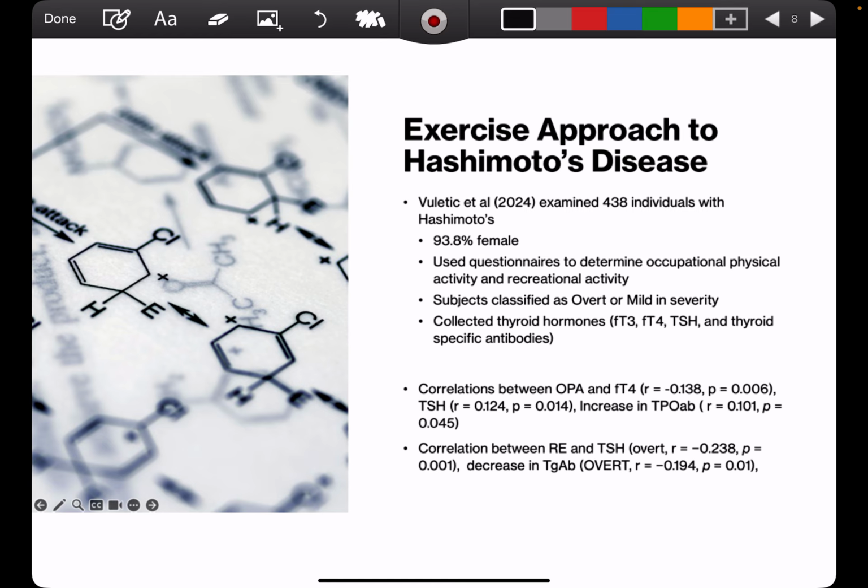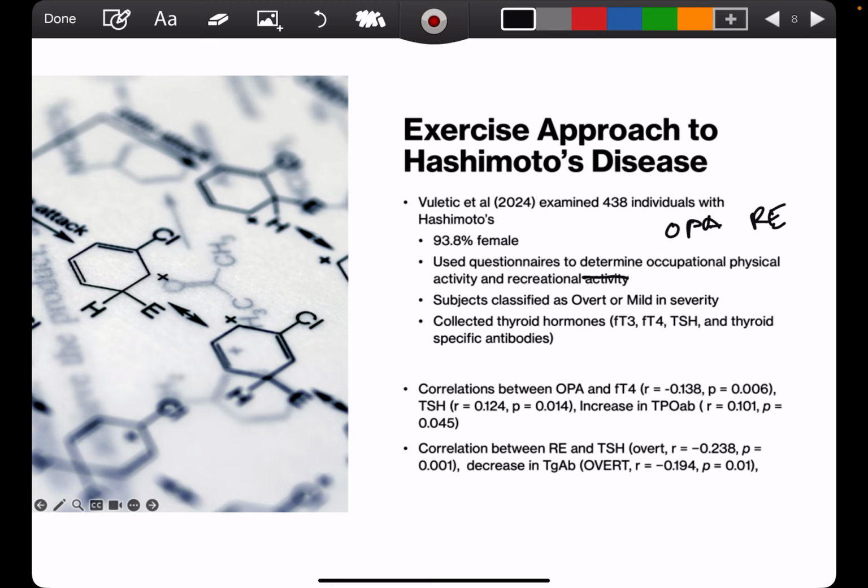So, an exercise approach to Hashimoto's disease, all evidence-based. In Vuletich et al., they examined 430 individuals with Hashimoto's. 93.8% of them were female. They used questionnaires to determine an individual's occupational physical activity and their recreational activity, which they coined OPA and RE. Sorry, I think I misspoke. I think it's recreational exercise.